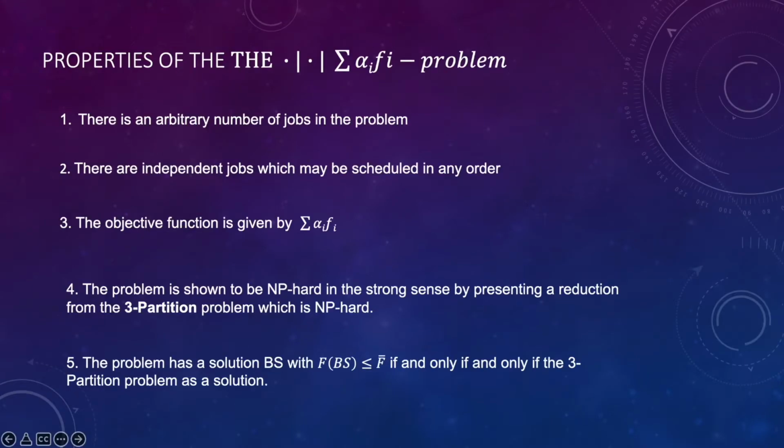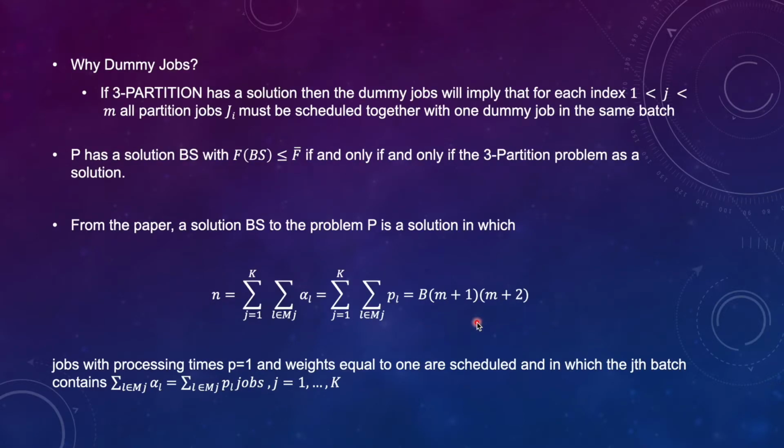So for this particular problem, there's an arbitrary number of jobs, and the jobs are all independent, meaning they can be scheduled in any order. The objective function is given in point 3, and we are going to provide a proof of NP hardness by reducing it from an instance of the 3-partition problem, which in itself is NP hard. So our problem P has a solution BS if and only if the 3-partition problem has a solution as well.